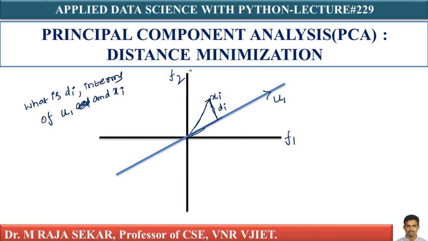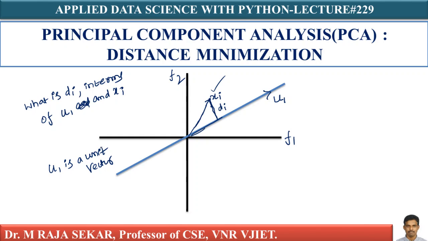Let us assume I have one point here. This is my point xi, one of the points. Let us assume this is my direction, this is my u1. Again, in this case, I am going to assume u1 is a unit vector.